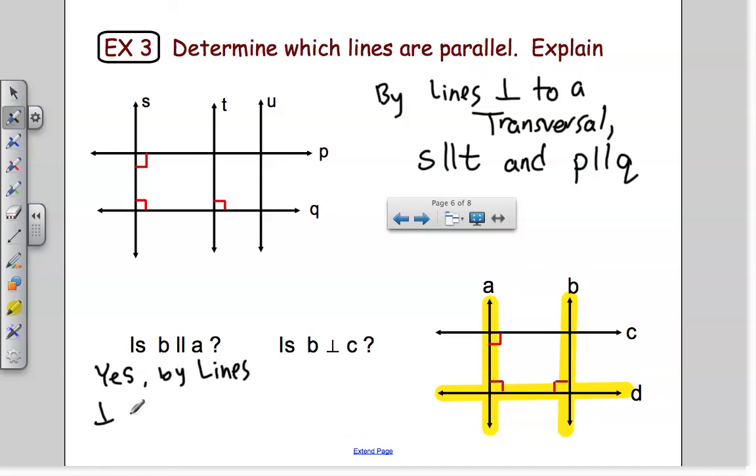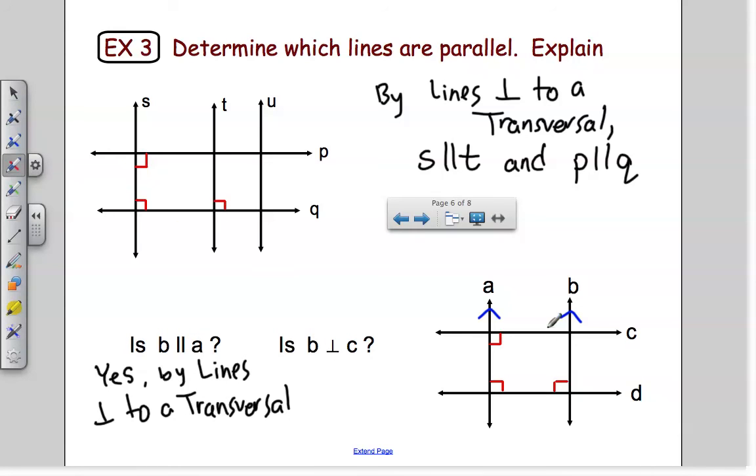By lines perpendicular to a transversal, I can say that since line D is perpendicular to both A and B, they had to be parallel. Check it out, these are consecutive interiors. They are supplementary, and so therefore A and B would have to be parallel. And I'm going to mark them now, because now I know this. A has to be parallel to B. Get rid of the highlights here. And then the next question, is B perpendicular to C?